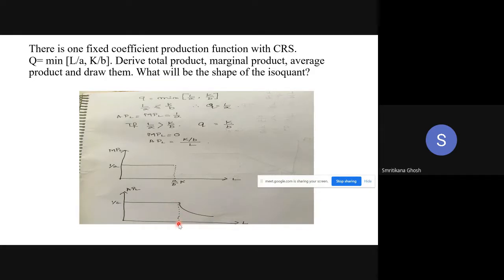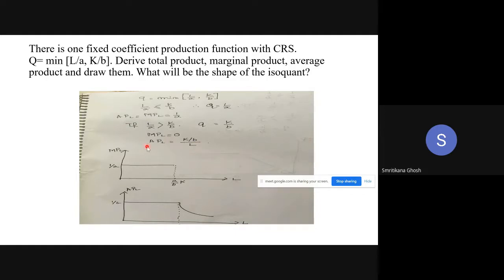Then after that, what happens with your APL? Look, then your APL is K by B into L. Now what is K? K is the amount of capital. It is fixed. B is also fixed. So APL is equal to a constant divided by labor. So I can say that APL into L is equal to constant. You get the point? I can write APL into L, taking labor from the right hand side to the left hand side.